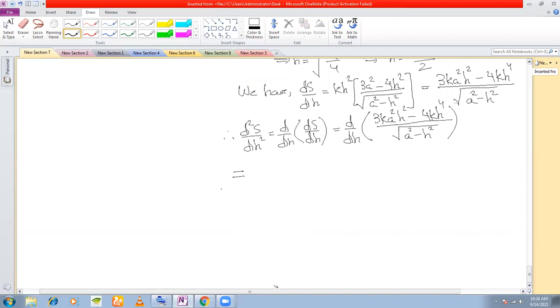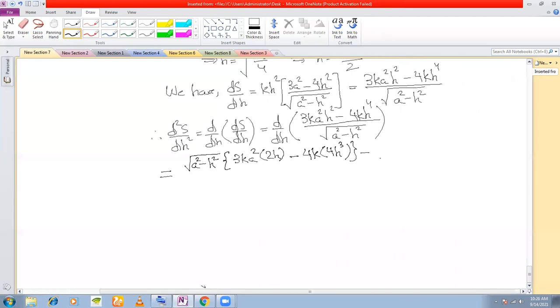How do you differentiate by u by v rule? V into ddx of u. U here, if you see, is 3k a square h square minus 4k h to the power 4. K is a constant, a is a constant. So you can take 3k a square out and you can differentiate h square to get 2h, minus 4k is a constant. You can take it out and you can differentiate h to the power of 4 to get 4h cube, right? Minus u.